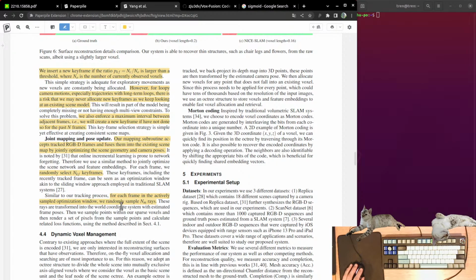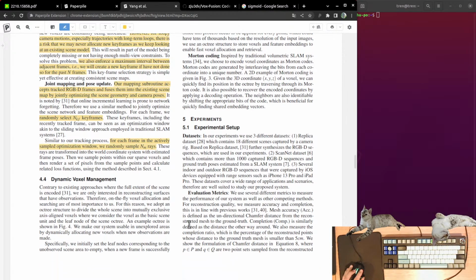Those rays are transformed into the world coordinate system because you have an estimated position of that camera. And then you sample points within the sparse voxels based on those rays. And then those get you the pixels, and those are the pixels that you use for the loss functions.